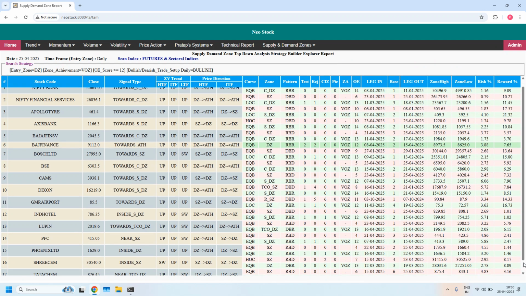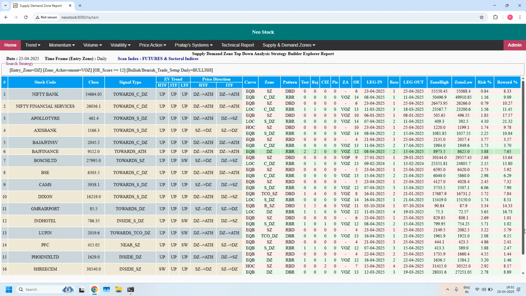Okay, now we got a total of 18 stocks. The first 16 stocks in the list are supporting the bullish trade setup for monthly income trade, and the entry time frame zones are daily demand zones. Always look into the entry time frame zone here, and also look into the search strategy, how we filtered, because the entry zone is a demand zone, and we are selecting bullish for entry time frame daily.